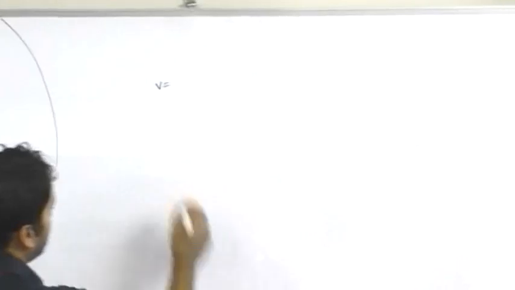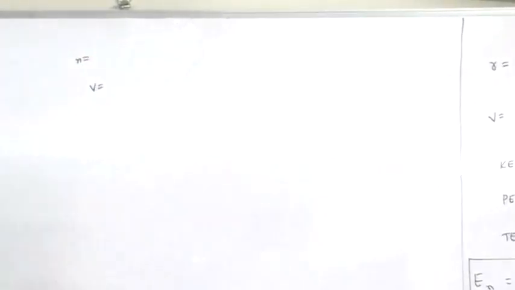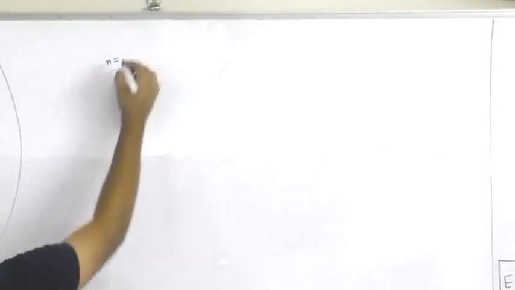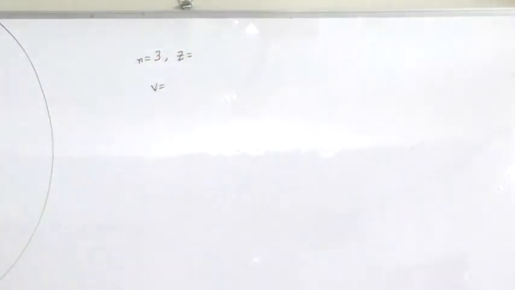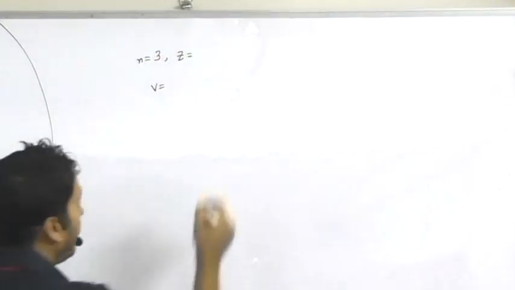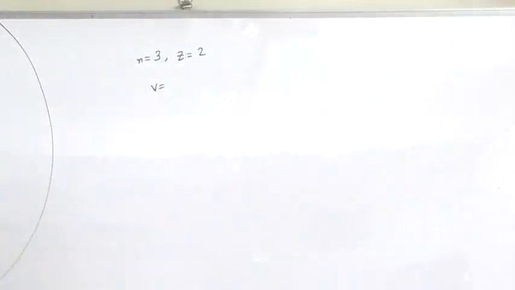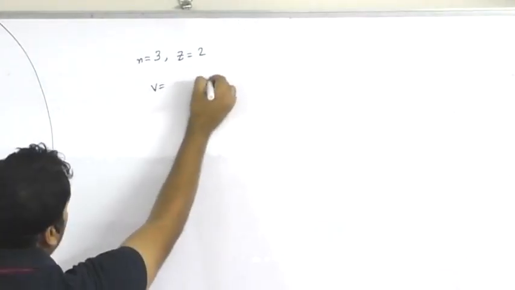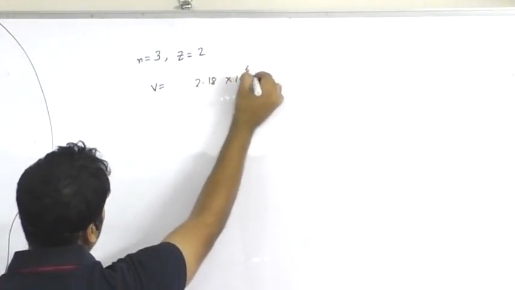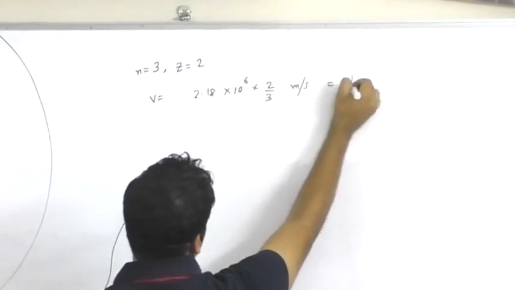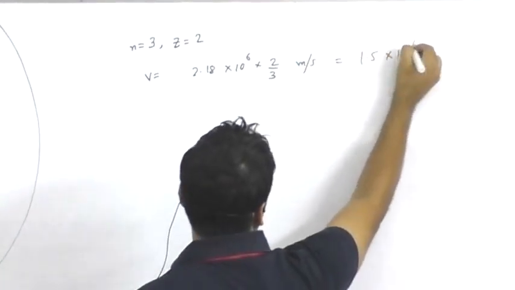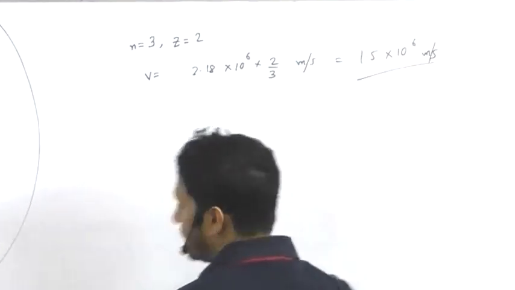But in our formula for velocity, what is n now? Where is the electron? Third orbit, so n is equal to 3. And because the atom is helium plus, what is Z? Z is 2, right? Z is the atomic number. So because the atom given to you is helium plus, Z is 2. So velocity will be 2.18 into 10 power 6 into Z by n, so into 2 by 3 meters per second. I think this comes to 1.5 into 10 power 6 meters per second.